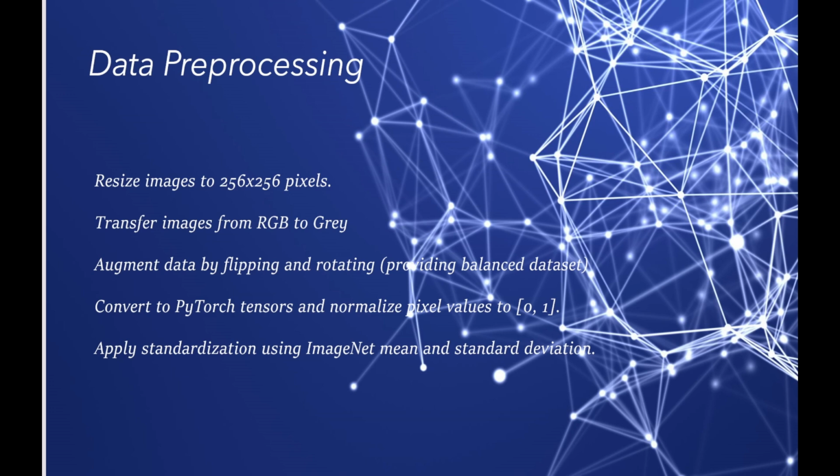Thirdly, the dataset shows significant class imbalance, with normal lung images dominating. Then we applied data augmentation techniques through flipping and rotating to address the balance. Then we normalized the pixel values to a range of 0 to 1 and transferred them to PyTorch tensors. Finally, we standardized the tensors by using ImageNet mean and standard deviation to align our data with the pre-trained model.